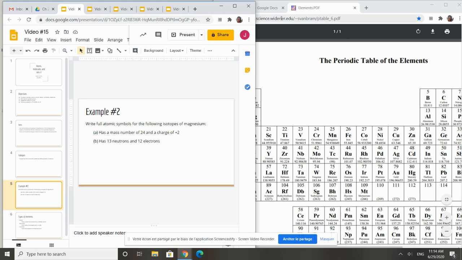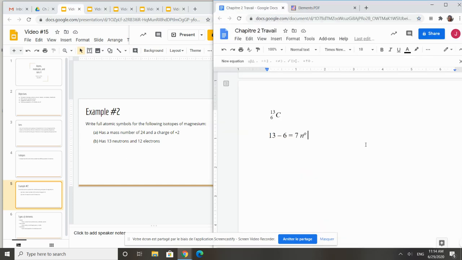Right, so let's work through this. Both of these are magnesium. Because it's magnesium, its atomic number is 12. This one gave us the mass number 24. And then because it has a 2+ charge, I just have to label it.